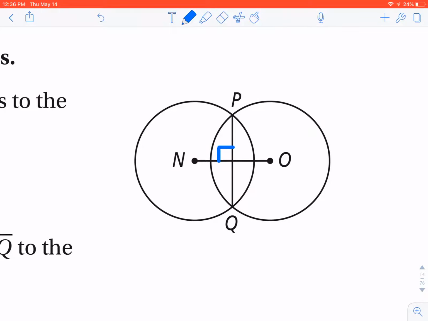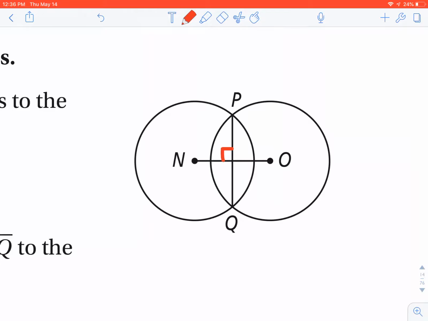Okay, but the problem is they're asking you for number 14 for the value of the radius, the length of the radius. Well, from here to here is a radius, and then from here to here is a radius. They overlap, right? You can't solve that because they're overlapping, and you don't have a triangle to take the full length of these radii.